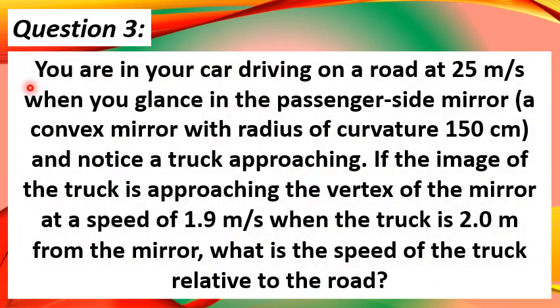And question number 3. You are in your car driving on a road at 25 meters per second when you glance in the passenger side mirror, which is a convex mirror with radius of curvature 150 centimeters. And you notice a truck approaching. If the image of the truck is approaching the vertex of the mirror at a speed of 1.9 meters per second when the truck is 2.0 meters from the mirror, what is the speed of the truck relative to the road?